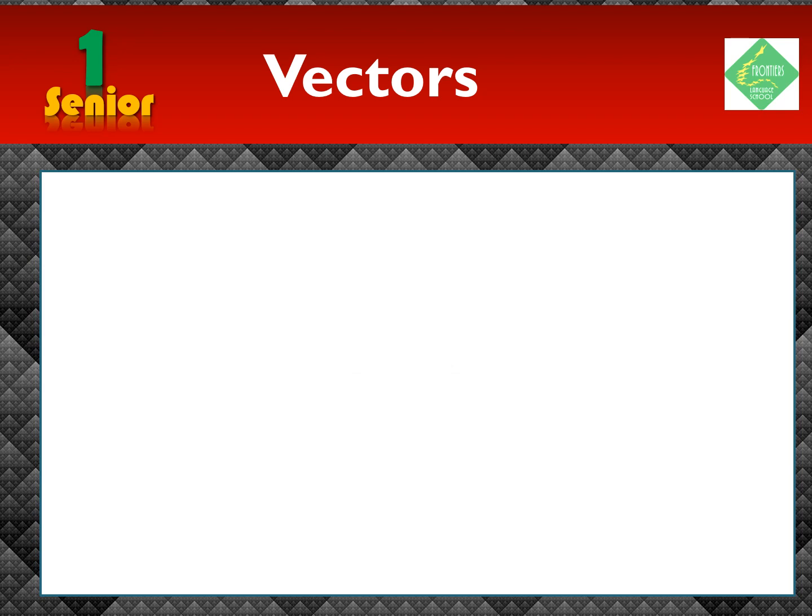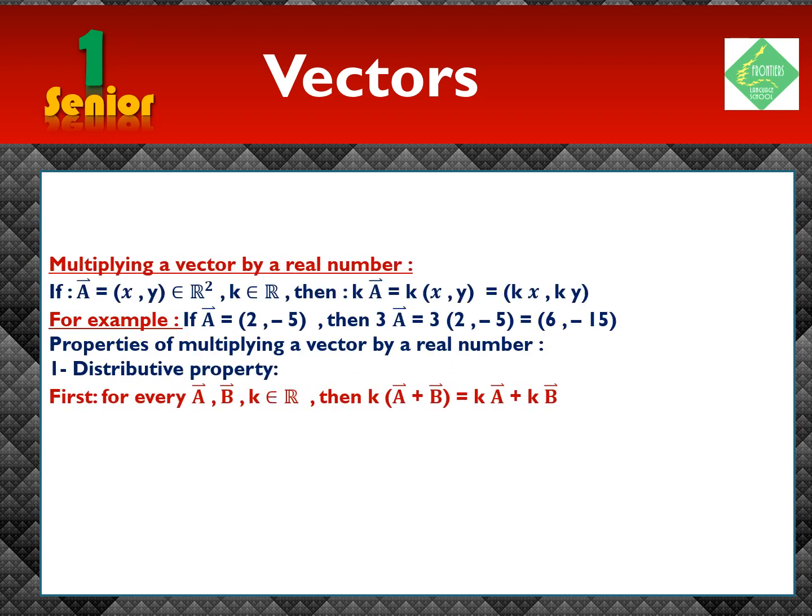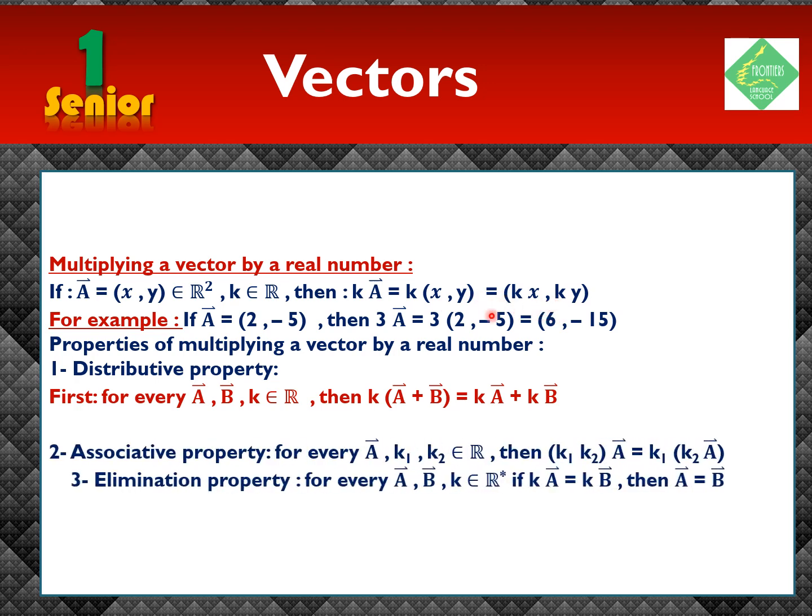What about multiplying by a vector? Multiplying a vector by a real number. If A equals x and y, and you want to multiply k by A, you will multiply k with x and k with y, so it will equal kx and ky. For example, if A is 2 and negative 5 and you want to get 3A, 3 multiplying 2 will be 6, and 3 multiplying negative 5 in the y coordinate will be negative 15.